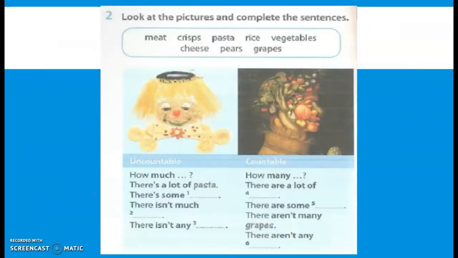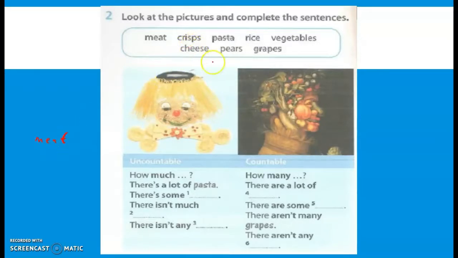Next, let us do several exercises to assess your understanding. So look at the pictures and complete the sentences. For the uncountable section, first we need to separate between uncountable and countable answers. So meat, is it countable or uncountable? Meat falls under the uncountable section, so we just write meat there.